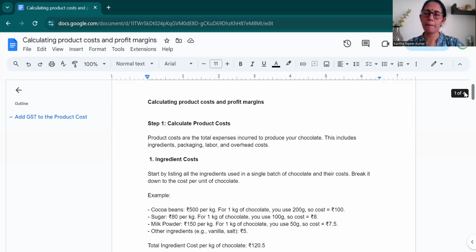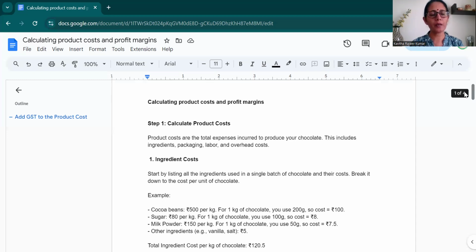If the sugar per kg is costing 800 rupees for you, and if you have used only 100 grams, then the cost is 8 rupees. So like this, you have to list out all the ingredients that are used in making a single batch of chocolate, a single type of chocolate, and their cost and unit cost. And add up all these to get the total ingredient cost per kg of chocolate.